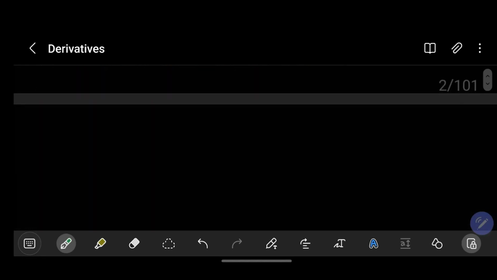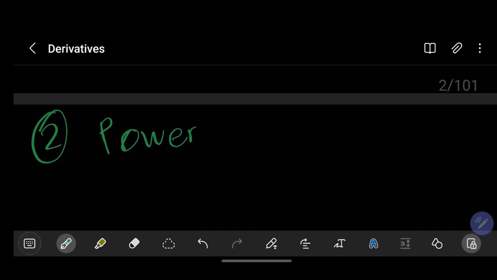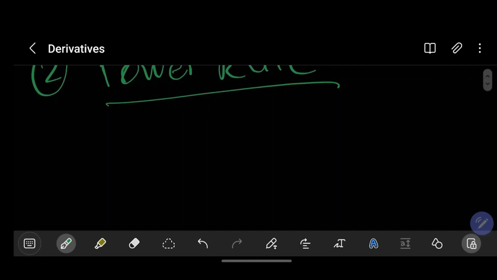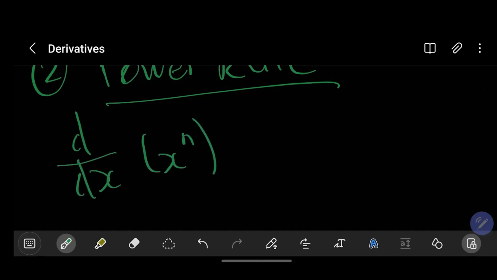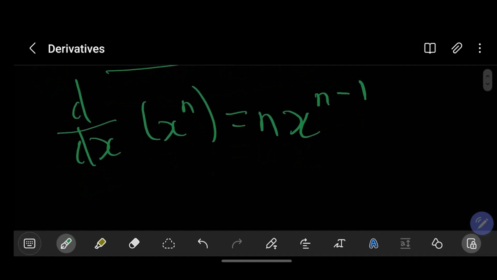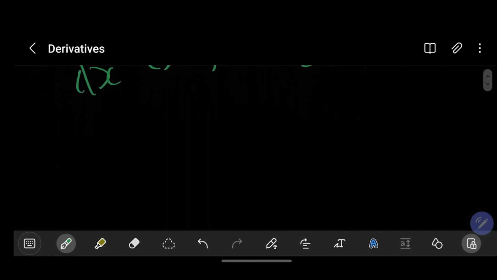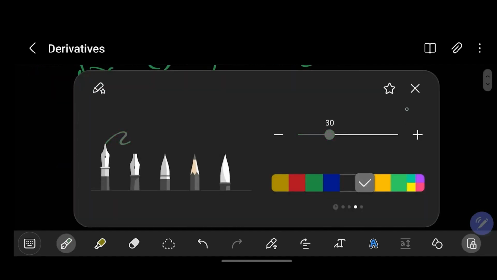So let's go into the second rule. The second rule is the power rule. The power rule is d/dx of x to the n is equal to n x to the n minus 1. Quite simple as well. d/dx of x raised to the power n is equal to n x^(n-1). Okay, let's head into the next rule.